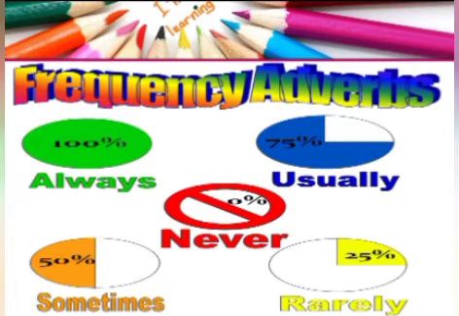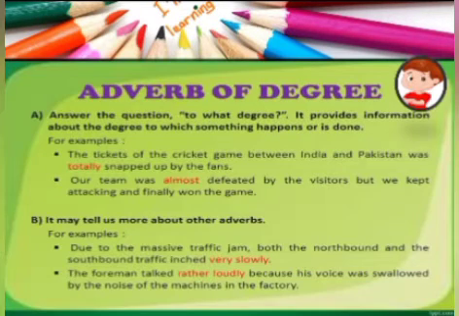Usually can be 75%. Never 0%. Sometimes 50%. 50 times happening, 50 times not happening. Rarely just 25%. Right? I hope this picture must have cleared the things very nicely to you all. So we can move ahead and learn about adverb of degree now.